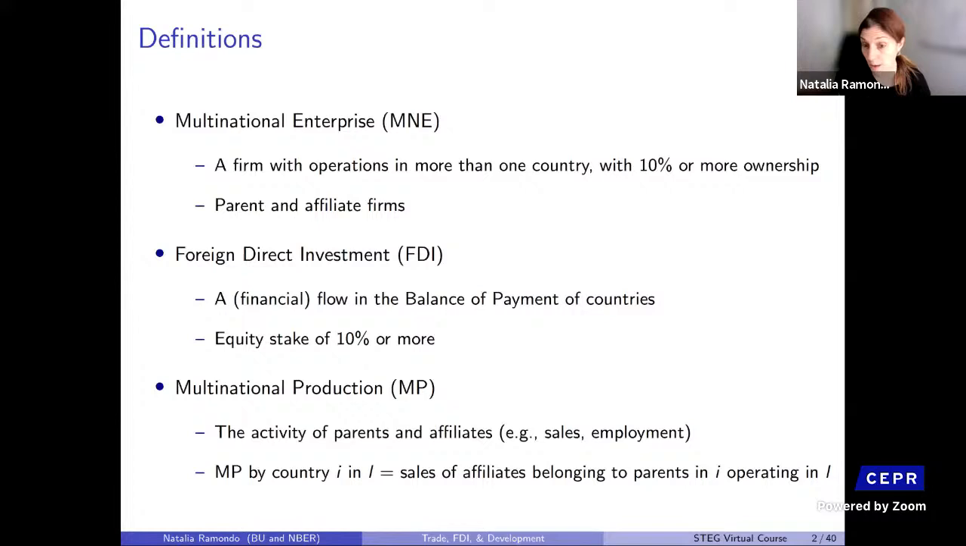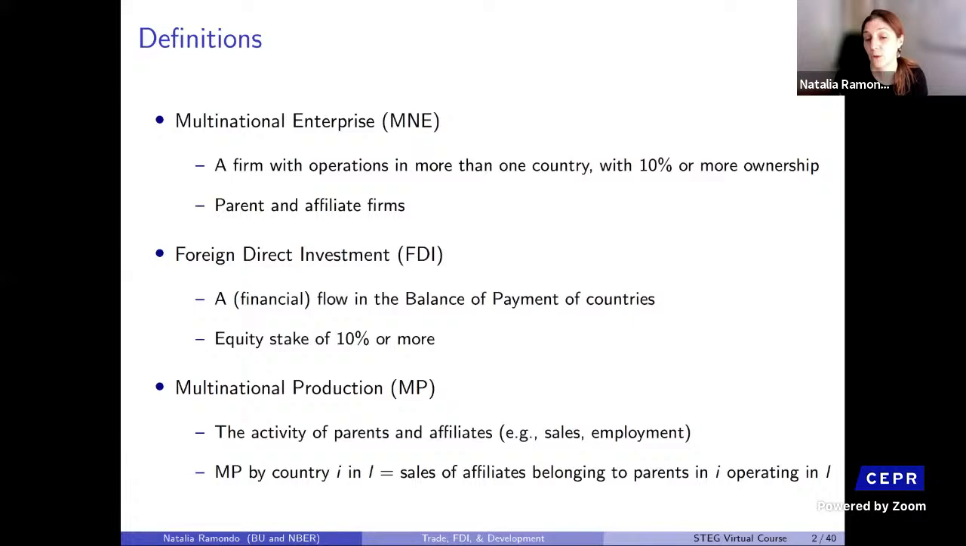banks, et cetera. And finally, the concept that I will be carrying along is the one of multinational production, MP, that refers to the activity of parents and affiliates. And by activities, I mean sales, employment, output, and other real variables from surveys or financial statements of firms. So it's really the activity that they perform in the host countries where they go and operate.